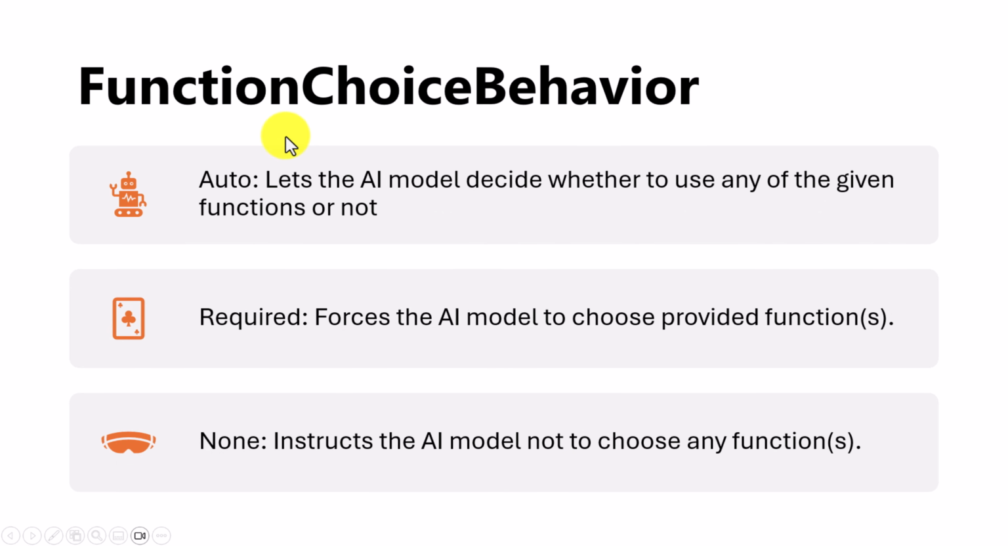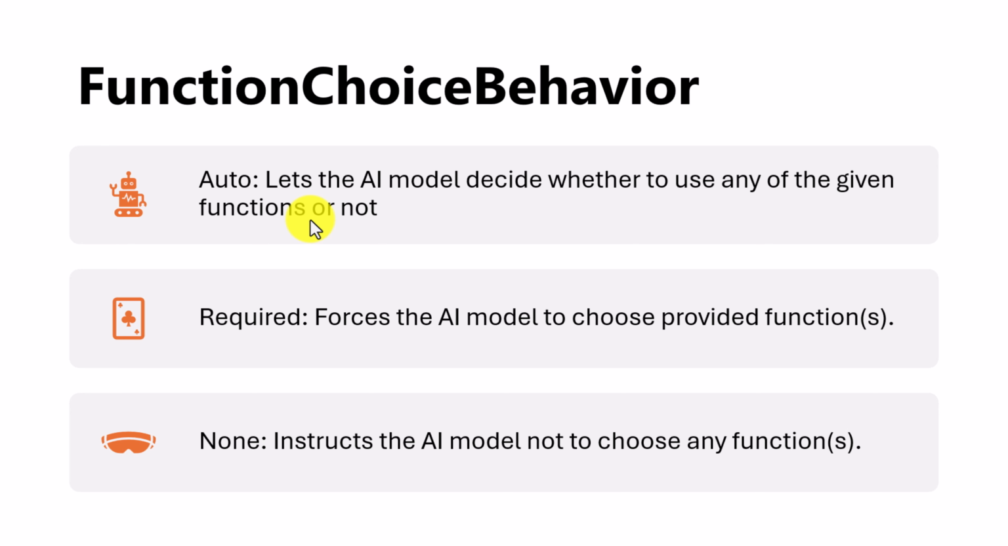The new function choice behavior contains three types: auto, required and none. If you specify auto, the AI model decides whether to call any of the given functions or not. The next type is required, which forces the AI model to choose the provided function, and none instructs the AI model not to choose any functions. These are the three types. In this video, we focus on the auto function calling. In the next video, we talk more about the other features.